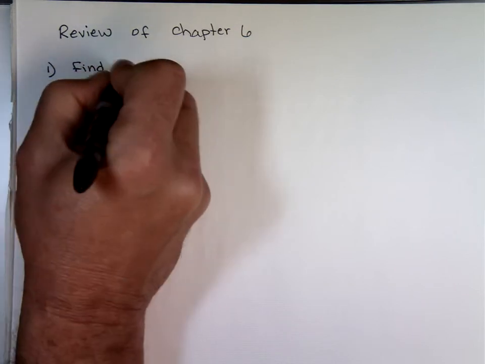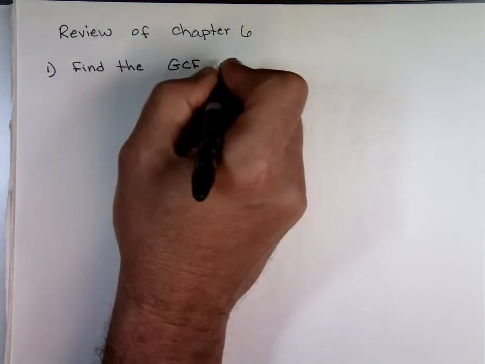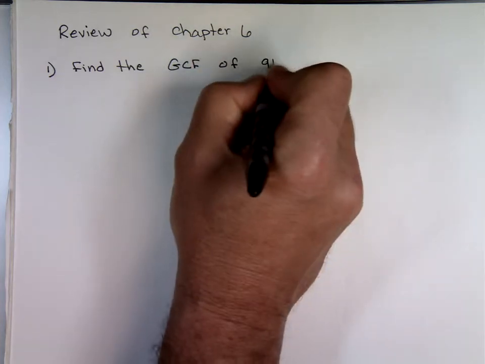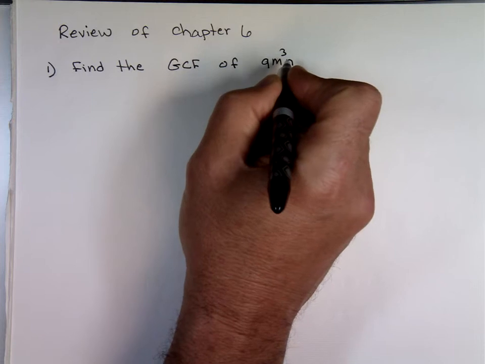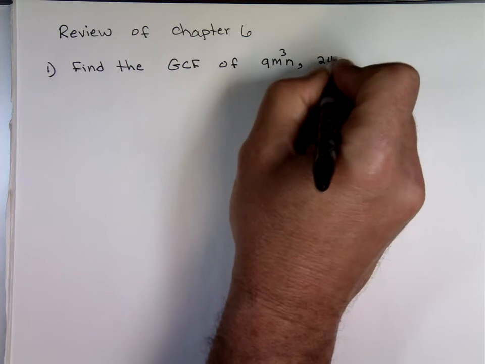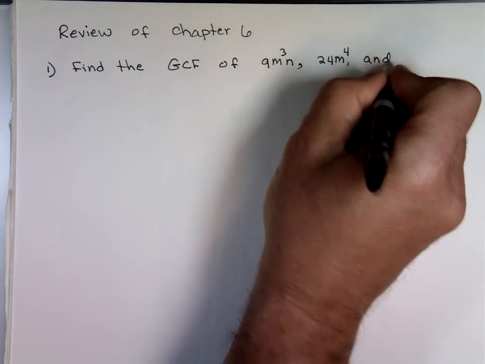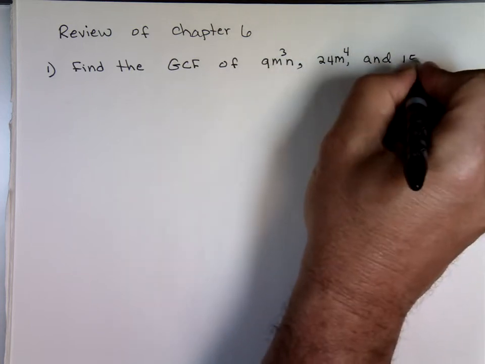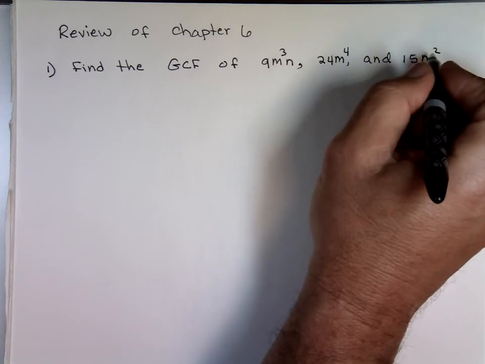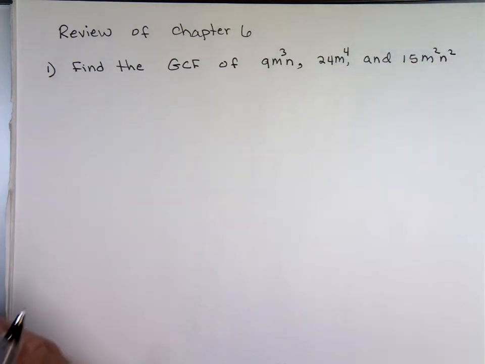find the greatest common factor of 9m to the third n, comma, 24m to the fourth, comma, and 15m squared n squared. And the question, the greatest common factor, the largest thing all three have in common. It has to be in all three terms, the largest thing.